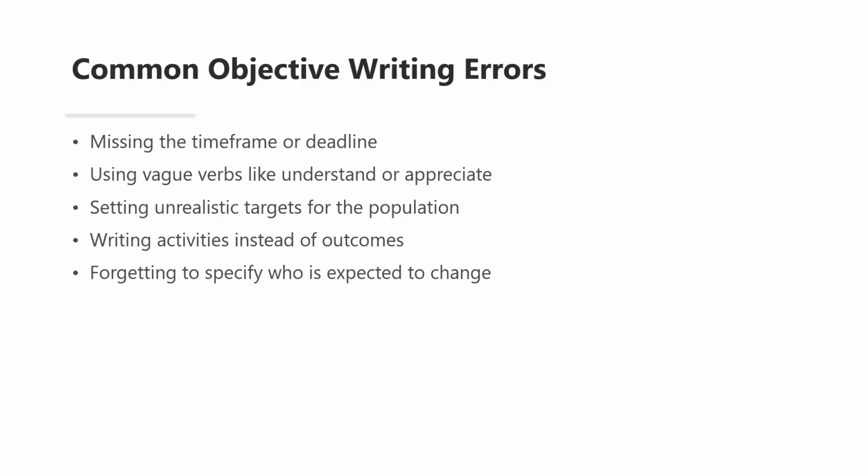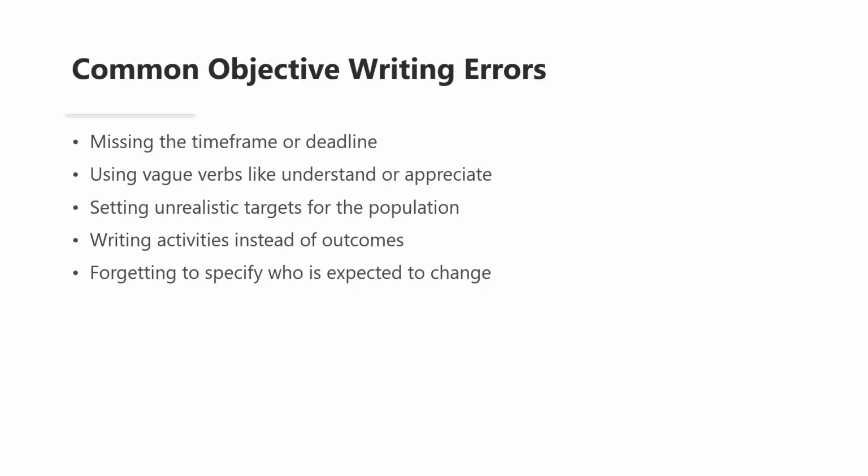The second error is using vague, unmeasurable verbs like understand, appreciate, or be aware of. These verbs describe internal mental states that cannot be directly observed or measured. Instead, use action verbs like identify, demonstrate, list, or describe. The third error is setting targets that are unrealistic. Claiming that 100% of a population will change a behavior within 30 days is not achievable and signals poor planning.